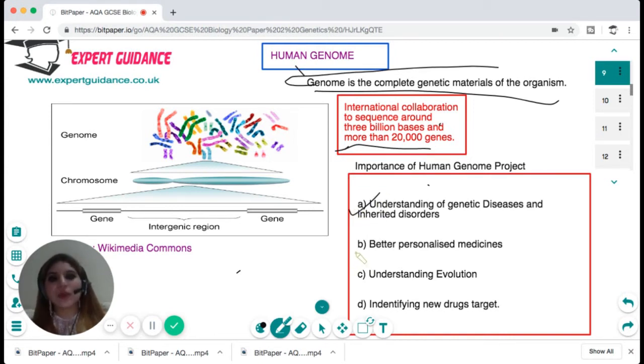It is also required to produce better personalized medicine. The Human Genome Project is important to understand evolution and identify the new drug targets. So you should know the importance of the Human Genome Project and make sure you elaborate these points.